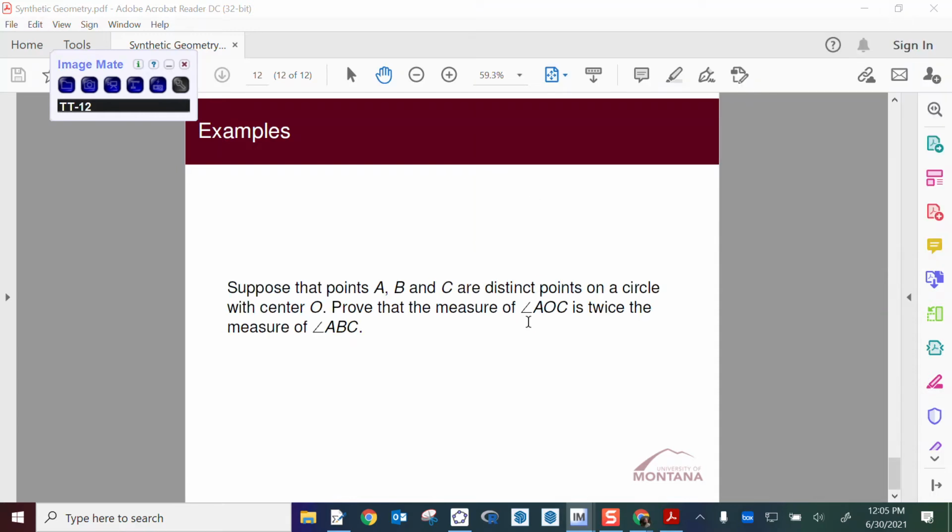So here we go, a little bit harder of a problem. Suppose that points A, B, C are distinct points on a circle with center O. Prove that the measure of angle AOC is twice the measure of angle ABC. This one is probably a good one for us to turn to GeoGebra and take a look at before we dive right in.